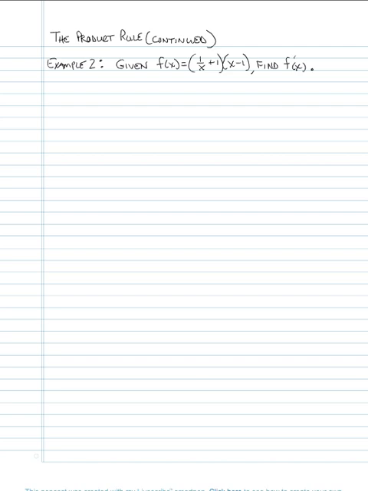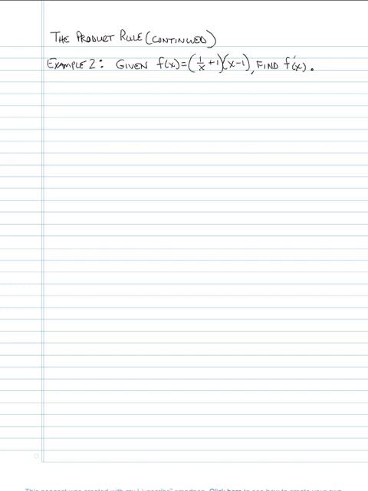Well, as we continue the study of the use of the product rule for finding derivatives, our second example is the function f of x is equal to 1 over x plus 1 times x minus 1. And we're supposed to find f prime of x, or the derivative.